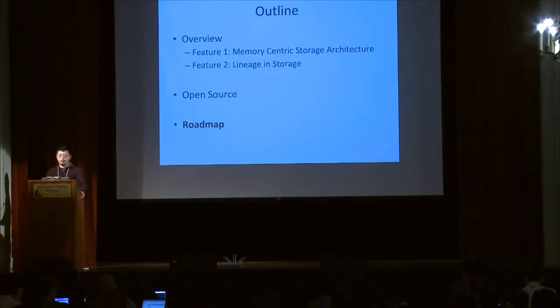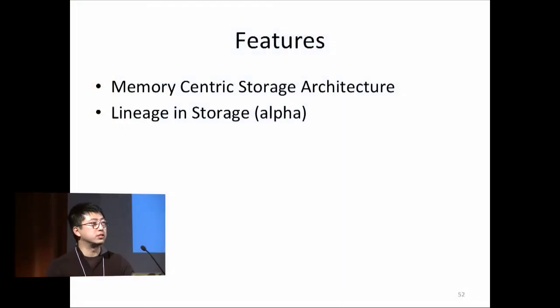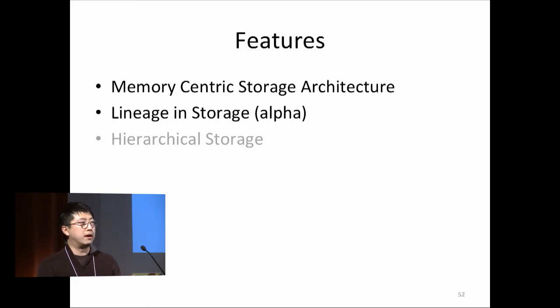Okay, after talking about the open source status, let's talk a little bit about the roadmap. These are the big features we already have: a memory-centric storage architecture and lineage in storage. Now we're adding hierarchical storage, a very critical feature for cloud deployment. This feature will be in the 0.6 release. It means that besides managing memory, you can also manage SSD disks on the same machine as local storage, but in the meantime we still require persistent storage as a backend of Tachyon.